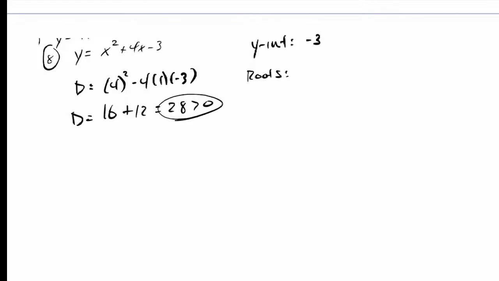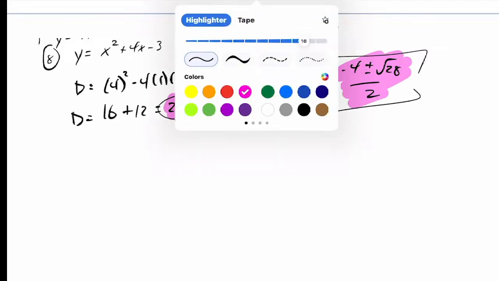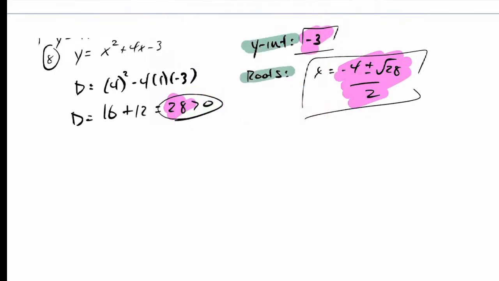Okay, on to the last question here. We've got y is x squared plus 4x minus 3. So the discriminant check tells me that it's greater than 0, but it is not a perfect square. So we're going to go right to the quadratic formula. So the roots are going to be x is negative 4 plus or minus the root of 28, over 2. And now I've got my roots, and now I have my y-intercept. So y-intercept and the roots.